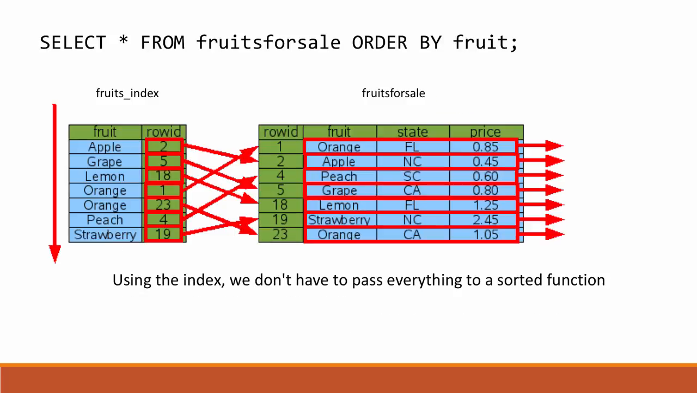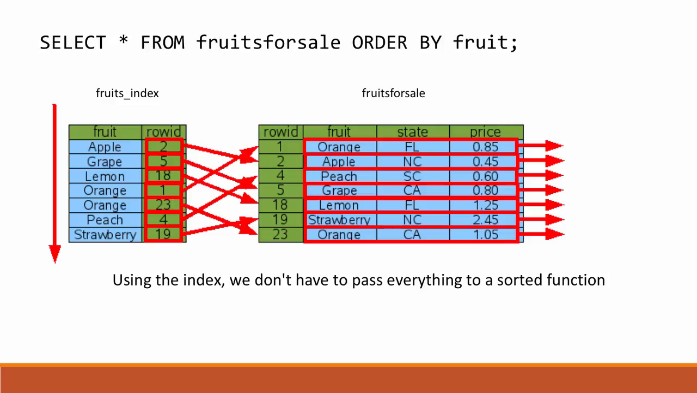Okay, the harder case is, let's go back to our previous thing. We want to order by fruit. But heck, if we have a fruits index, we've already sorted by fruit. We know the first thing we need to return is row ID 2, and then the next thing we need to return is row ID 5. And so we can just go through our index and do a binary lookup on the fruits for sale to figure out what we need to return.